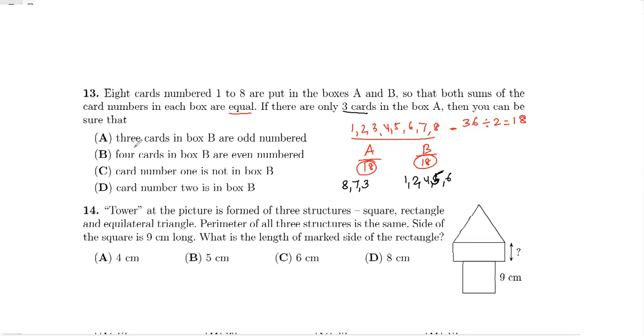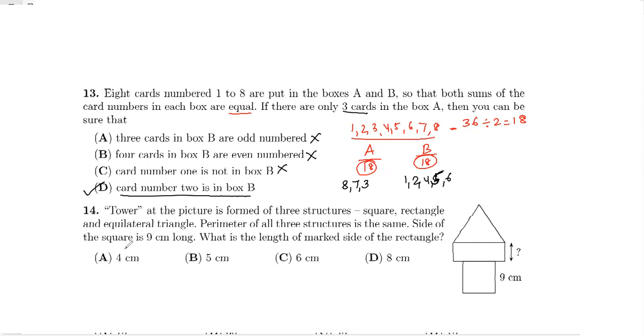Now let's read the options. 3 cards in box B are odd numbered. No, because you have an 8 which is evenly numbered. So A is not my answer. 4 cards in box B are even numbered. Again, no, because you have a 1 and a 5, which are 2 odd numbered cards. Card number 1 is not in box B, but we have card number 1 in box B. Card number 2 is in box B. So that's the correct statement. So my answer is option B.